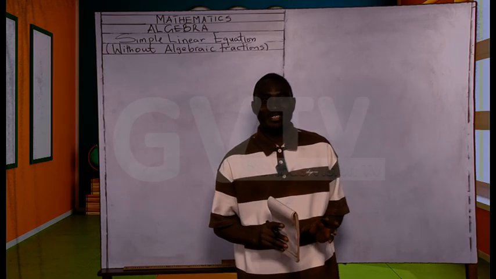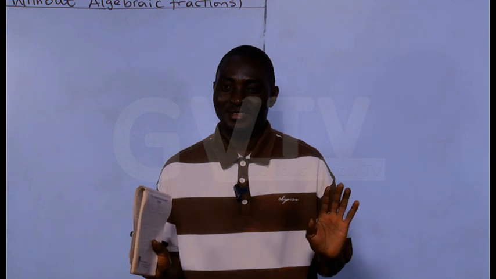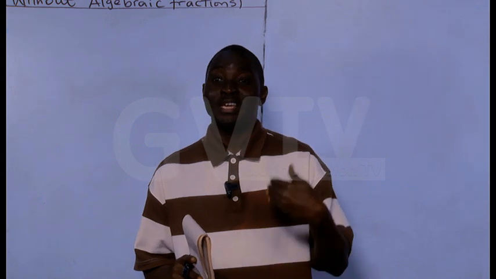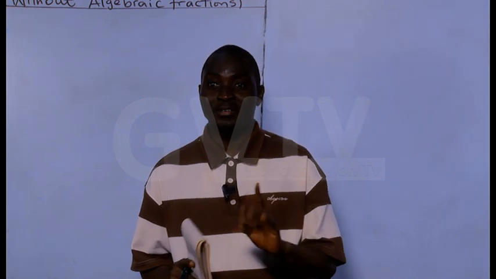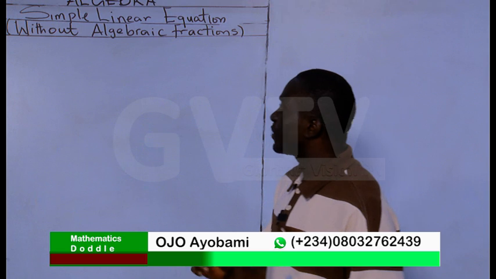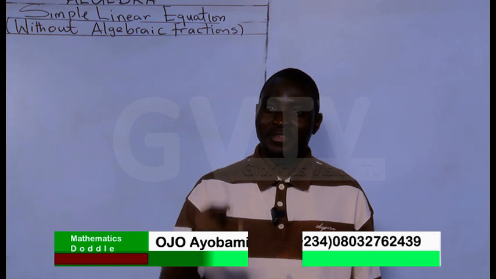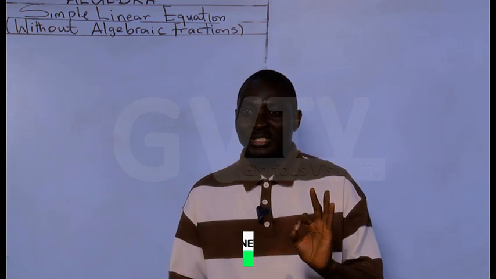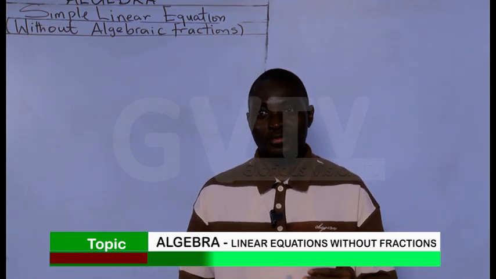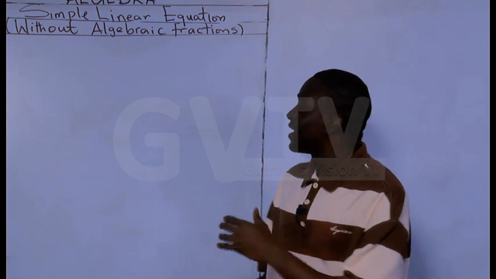A simple linear equation is a linear equation that has only one variable. That is it. A simple linear equation is a linear equation with a single variable. Now let's see how we can solve, because when you have an equation, what you'll be required to do is to solve that equation. The equation will not be given to you to simplify, but to solve. So that means we are finding the solution to any given linear equation.